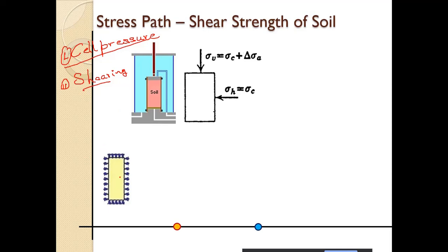Now here we have applied the cell pressure, so we have sigma 3 here and sigma 3 here. All around we have sigma 3. This is the cell pressure. And we are measuring the pore water pressure. No drainage is allowed here for now. We are measuring the pore water pressure and we see that there is some amount of pore water pressure here.